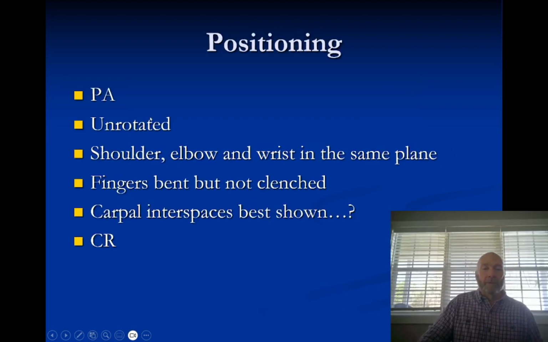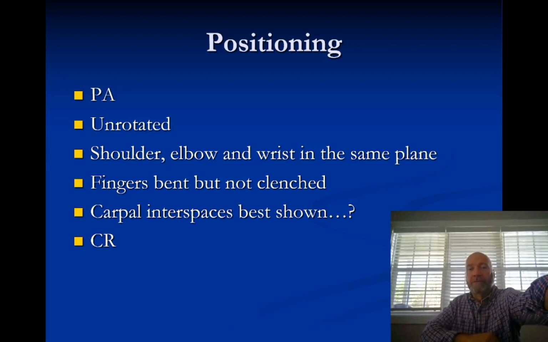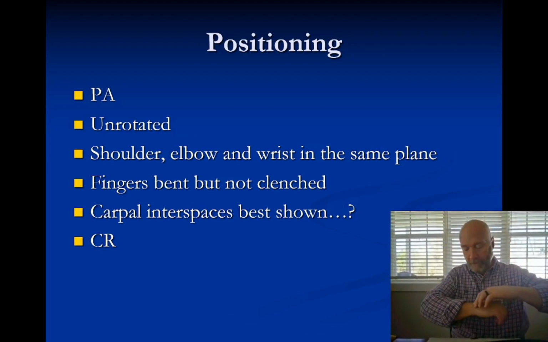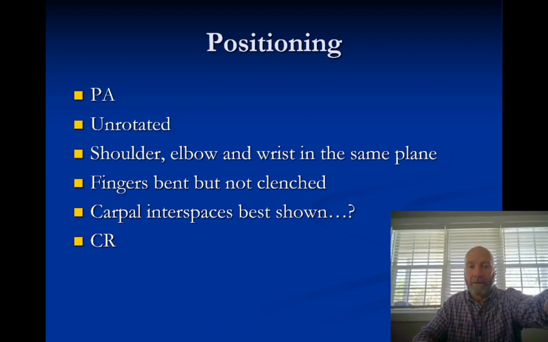So with our positioning, our PA, we want it unrotated. Again, our most common rotation is going to be external. We'll want our shoulder, elbow, and wrist in the same plane. And this is something that Merrill's does not point out. But if you feel of your own anatomy, and I'm hoping that you can see this, you can feel your ulnar styloid process kind of poking out of the backside of your wrist, right?